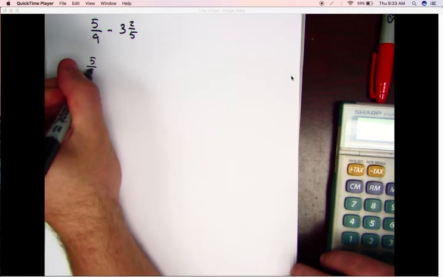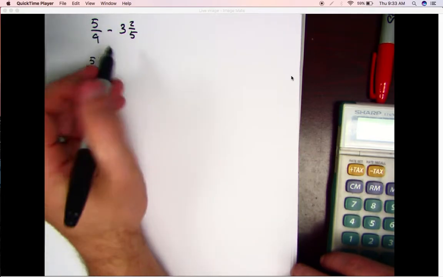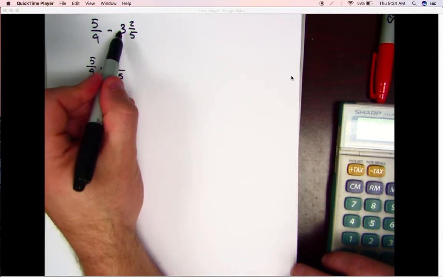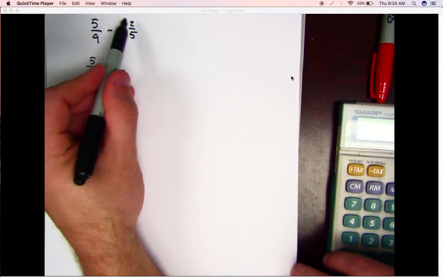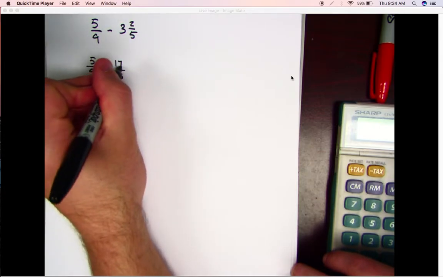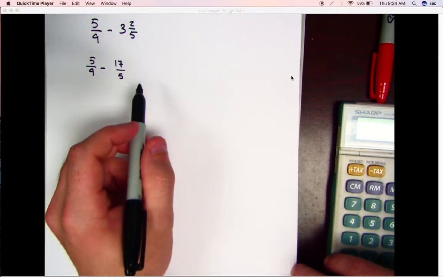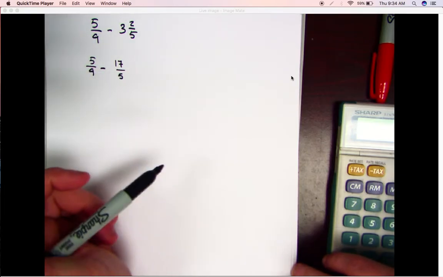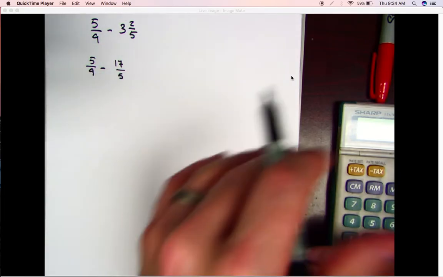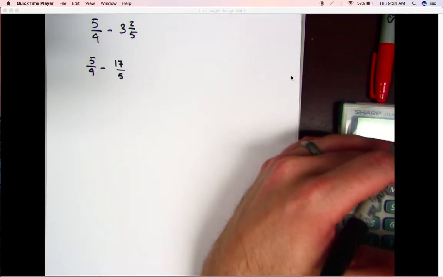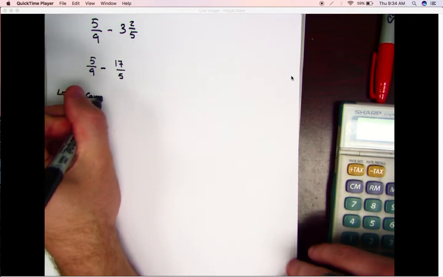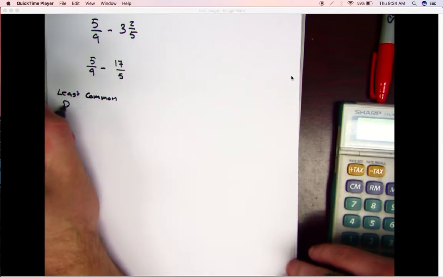So that would be 5 over 9 minus, well, something over 5, but 5 times 3 would be 15. 15 plus 2, well, that would be 17 over 5. So now we have 5 over 9 minus 17 over 5. Now, in order for us to add or subtract fractions, we always have to find the least common denominator.